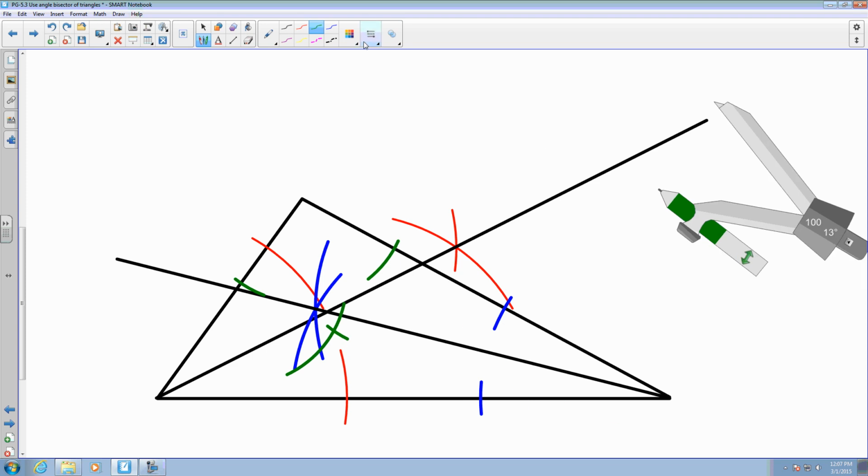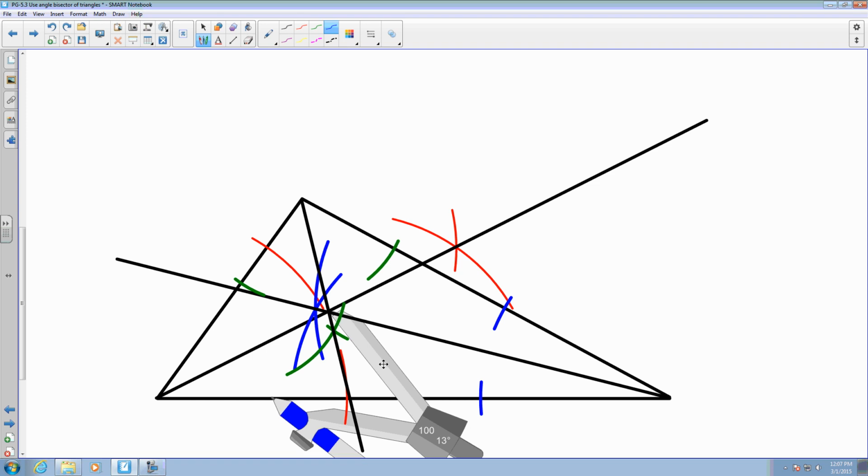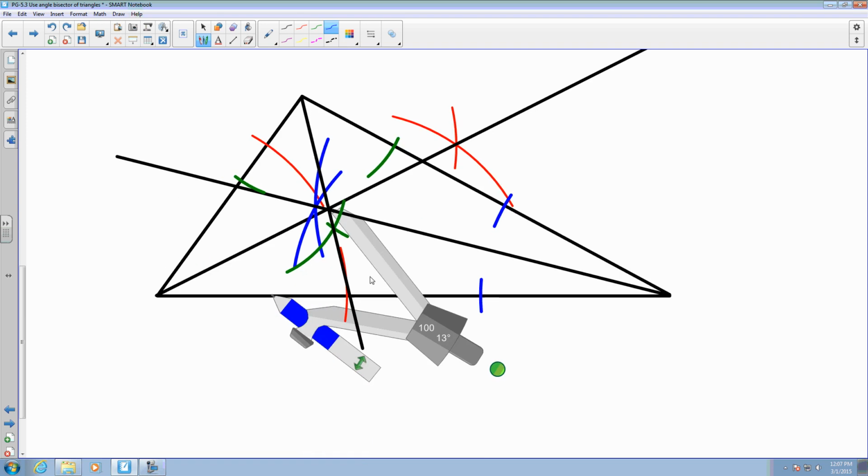And again, it's not an exact science. Looks like it's where all three of them connect. So I can take my compass and I'll make it blue. Make my compass, strike it at the center point of this mark here.